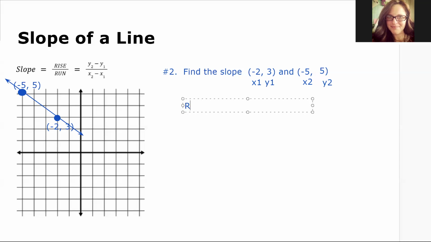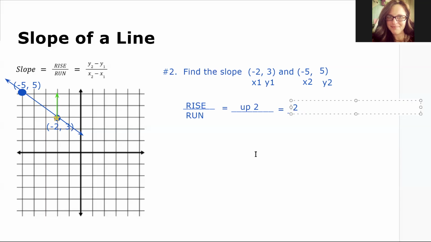Let's use our rise over run method. How many up or down? How many left or right? Get from the first point to the second point. If I start at this point, I have to go up 2. Up is a positive direction, 2.